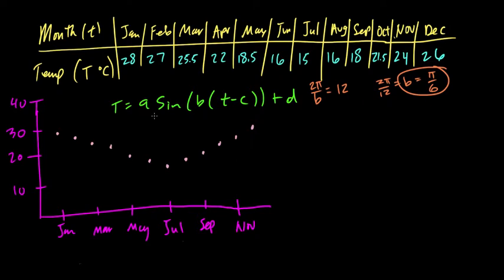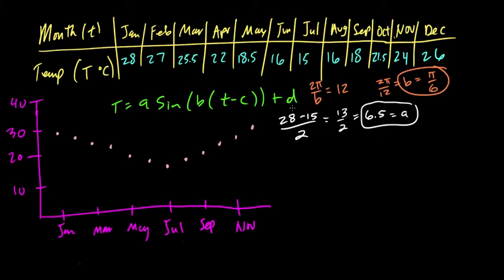Now if we talk about the amplitude A, what we want is the distance from the middle to the top. So we can do the maximum point minus the minimum point and then divide by 2 to figure that out. So maximum minus minimum over 2, and that's going to give us 13 over 2, which is 6.5. Okay, so A is equal to 6.5.